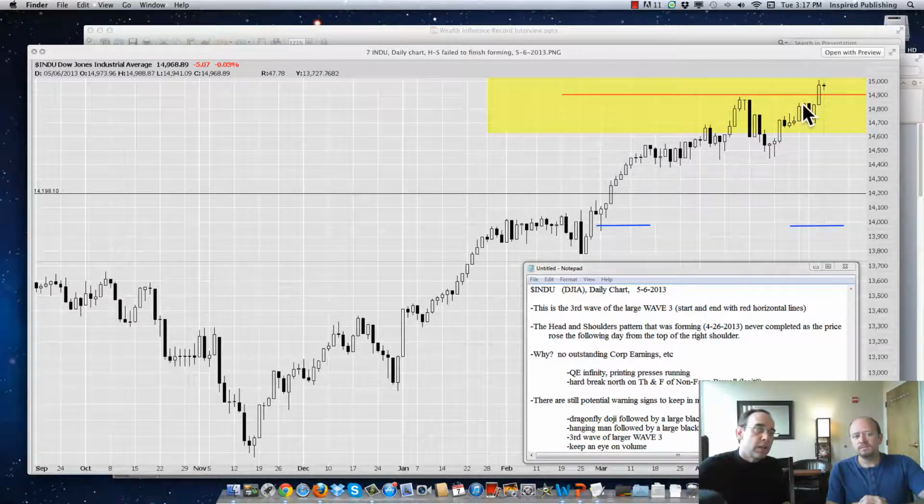And then over here we have what we call a hanging man candle. This one right here looks almost like a hammer, but it's called a hanging man because of where it's at on the chart. It's at the top of a run, followed again by a large black candle. Now the price has run up since then, and some traders may say, well, Bill, these two large candles cancel all that out.